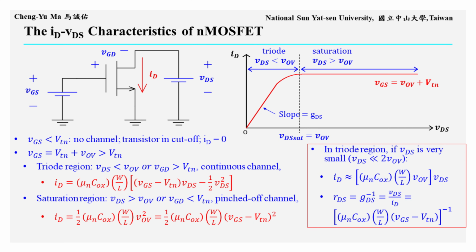In the triode region, if VDS is much smaller than 2 times VOV, the current equation can be approximated as ID equals mu n C oxide W over L times VOV times VDS. Under this condition, the device behaves like an equivalent resistor RDS. The resistance RDS is the reciprocal of GDS, or VDS divided by ID, and equals the inverse of mu n C oxide W over L times the quantity VGS minus VTN.